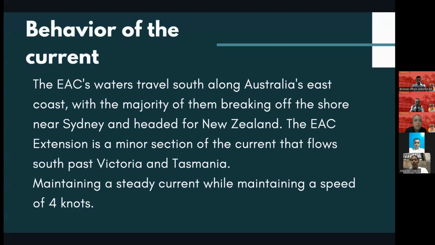Behavior of the current. The East Australian current waters travel south along Australia's east coast, with the majority of them breaking off the shore near Sydney and Melbourne, following the coastal ranges of Victoria and Tasmania, maintaining a steady current at a speed of 4 knots.